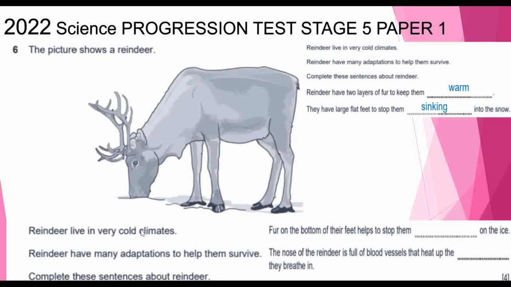The nose of reindeer is full of blood vessels that heat up the blank they breathe in.